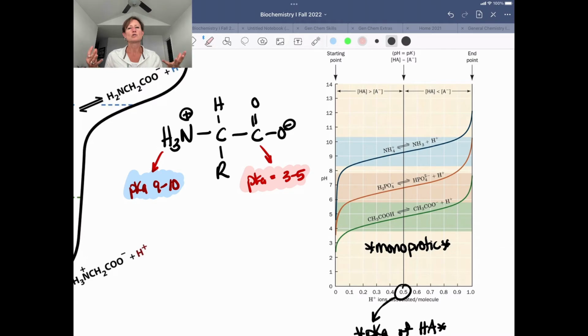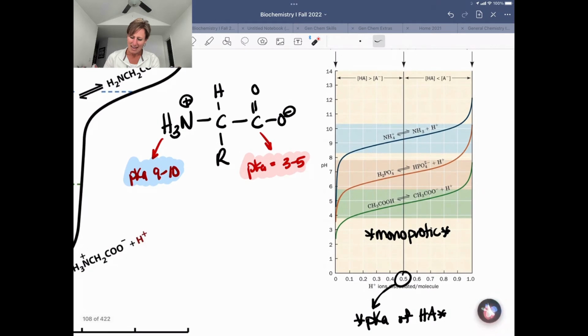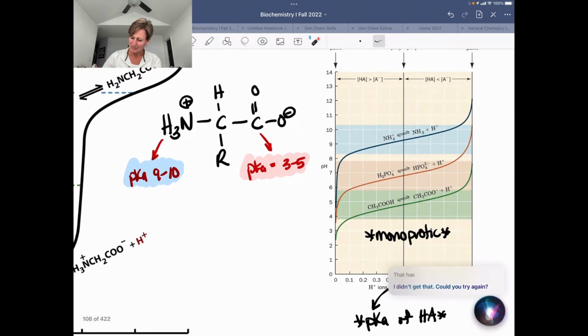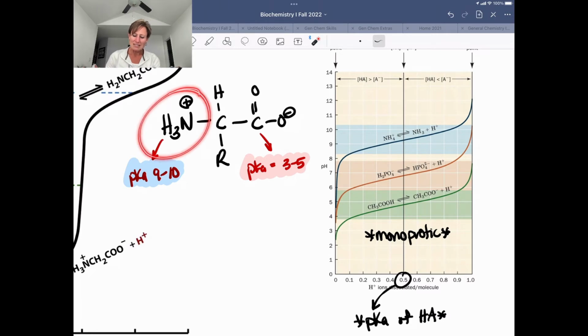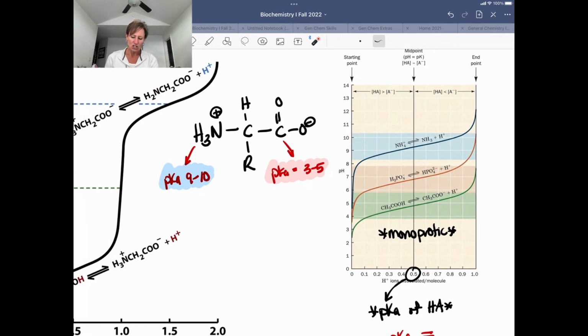So we have these zwitterions, molecules that have no net charge, but still are not uncharged. So you're never going to see an amino acid that is uncharged. You're never going to have an NH2 group and then a COOH group there. Okay, so here's sort of our generic amino acid.